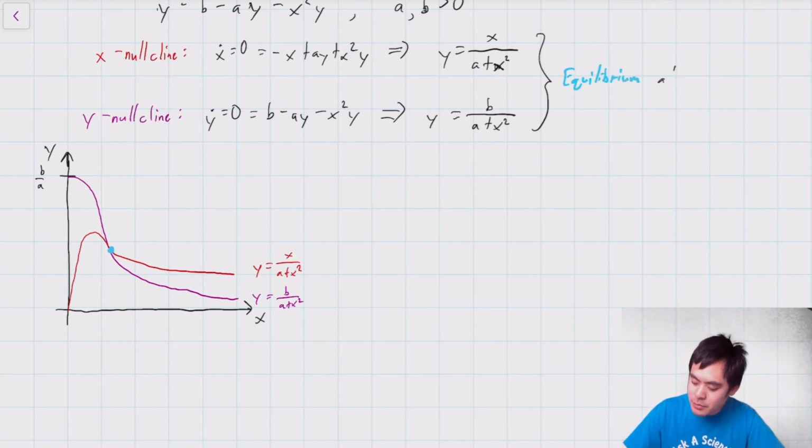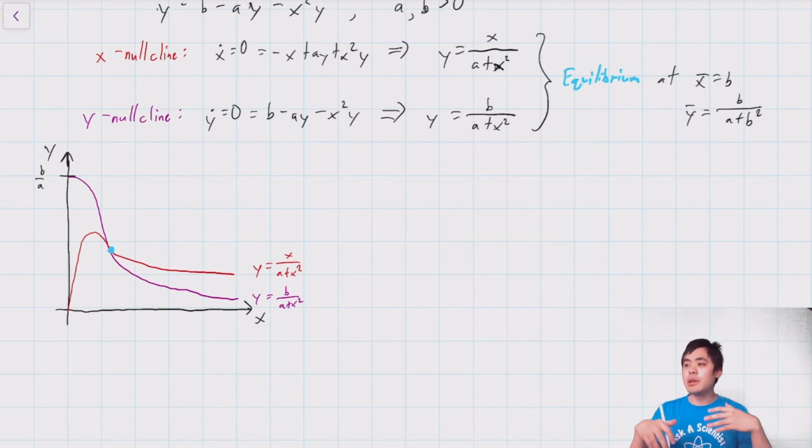So the equilibrium is at x bar equals b, and y bar equals b over a plus b squared. So that's that point there. And one of the important things about nullclines is they divide up the plane into regions with positive and negative x dot and y dot. So recall that we can look along the nullcline, the sign of the direction of the arrows varies continuously and possibly switches at the equilibria.